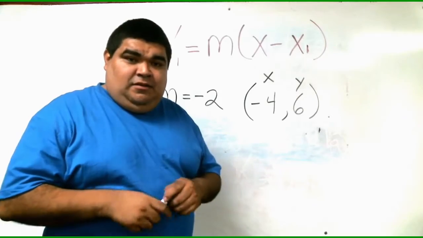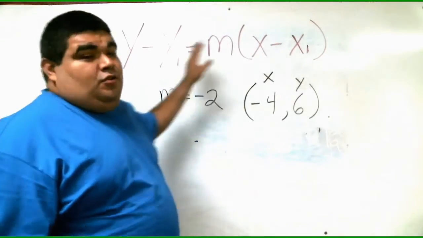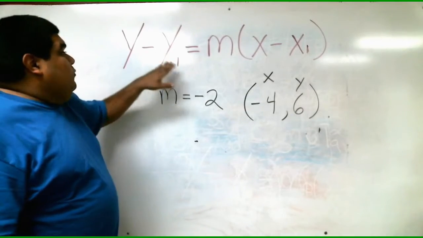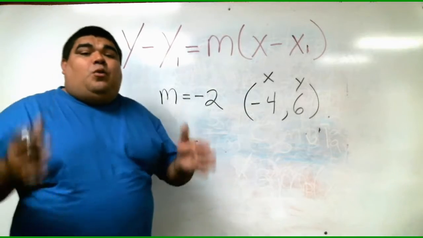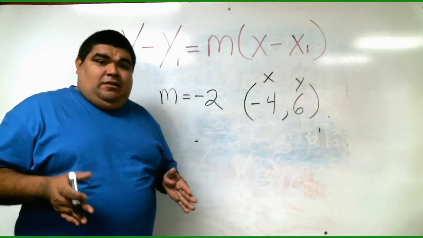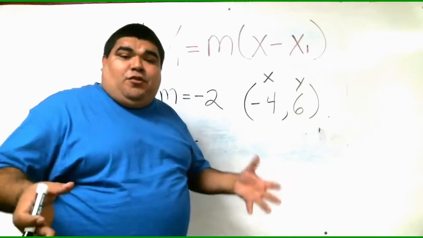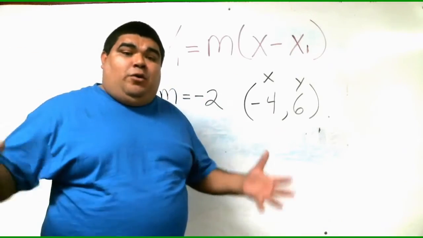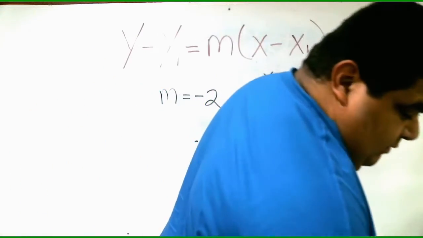So, on that note, when you have the equation, you notice I have y minus y1. The y1 is referring to the y of the coordinate, okay? The same with the x1. It's referring to the x of the coordinate that is given to you. So now we're going to plug it in.